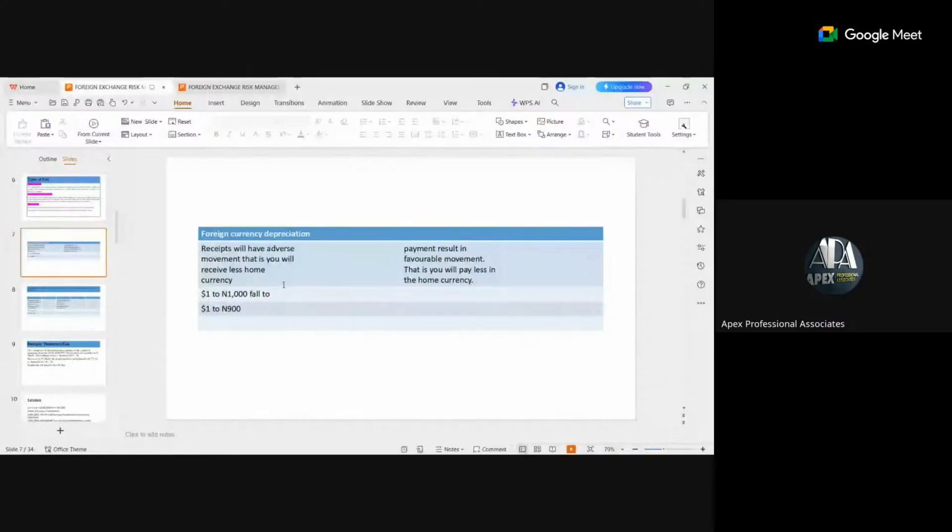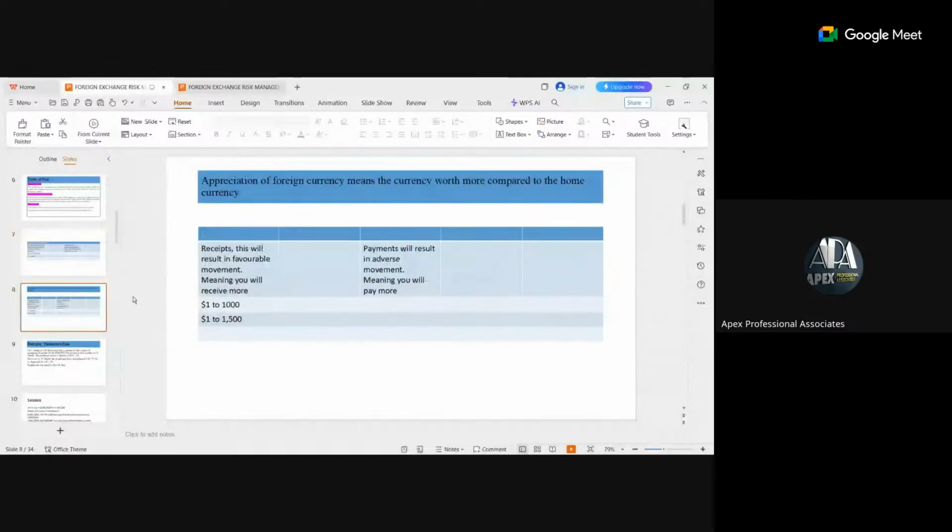Now, if you want to pay, let's say you want to pay in dollars and you need to convert your naira to dollars, payment results in favorable movement. That is, you will pay less in the home currency. It means you will need less naira to pay in dollars when the foreign currency depreciates.